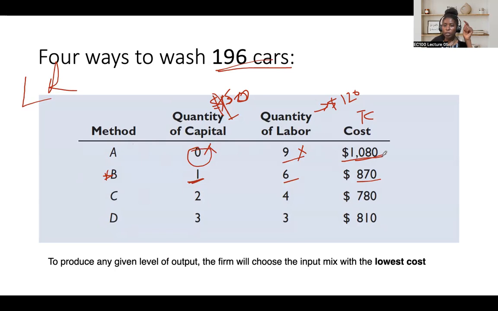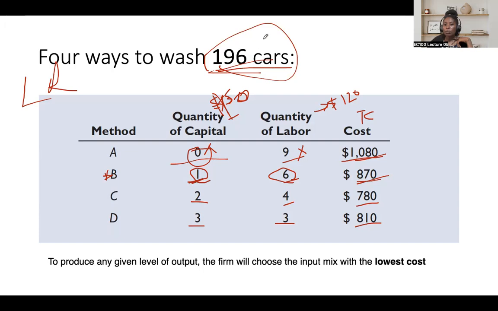Okay. Or you can invest in one automated line, just buy one line, and then 6 laborers. They will still wash 196 cars as this option, but the cost is going to be 870. Or you can invest in 2 automated lines, hire 4 laborers, and incur this cost. Or you can invest in 3 lines, hire 3 laborers, and this. So all this will give you the same amount of output you want, which is 196 cars a day.